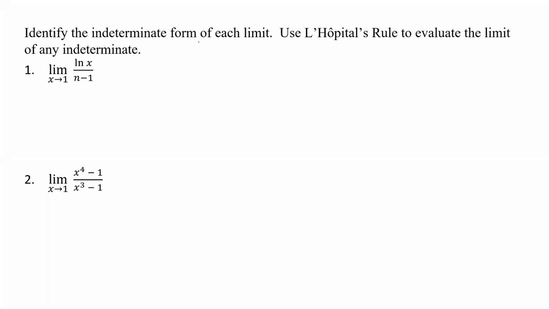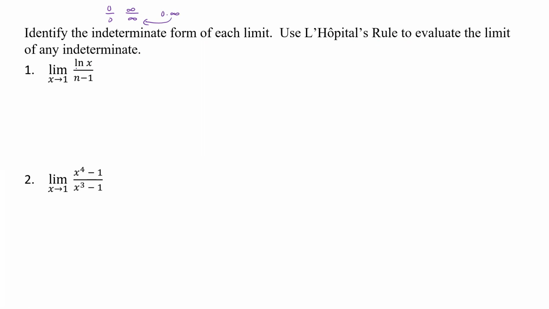All right, so now we're supposed to identify the indeterminate form of each. Remember, the indeterminate forms are 0 over 0, infinity over infinity, or 0 times infinity, which we then have to make into one of those kinds of things. And then we're going to use L'Hopital's rule to evaluate the limit of any indeterminate. All right, so what do we do?